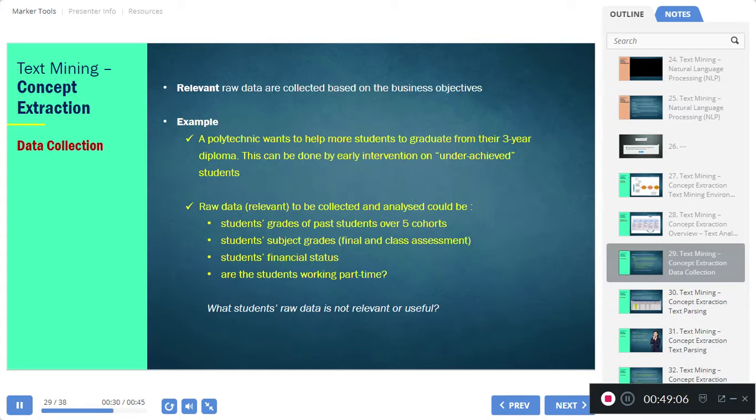Students' subject grades, final and class assessment. Students' financial status. Whether students work part-time. Some students' raw data is not relevant or useful.